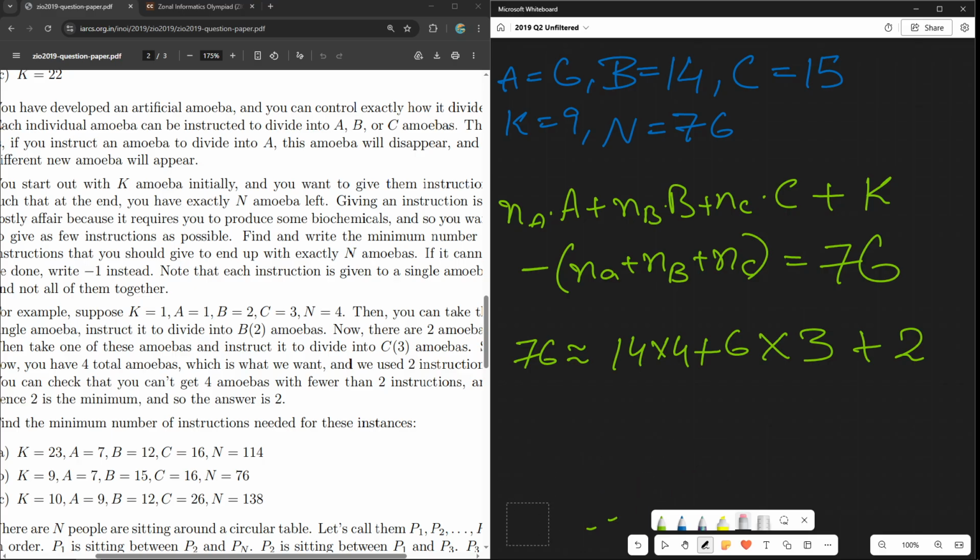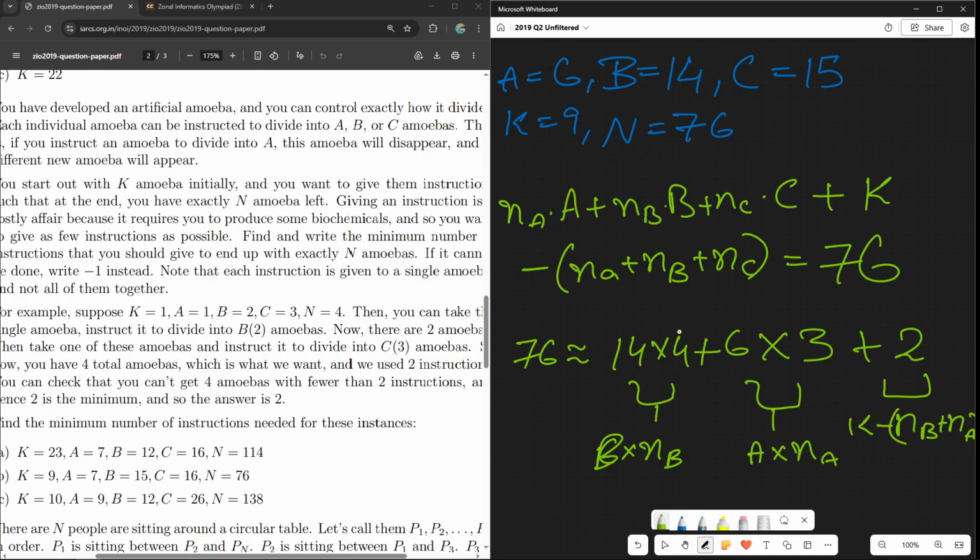So let me explain. This is n of c into n of b into n of b. This is a into n of a, and this is k minus n of b plus n of a, right? 9 minus 4 plus 3 is 7. Now is this the minimum? This is the minimum because this is 7, right?